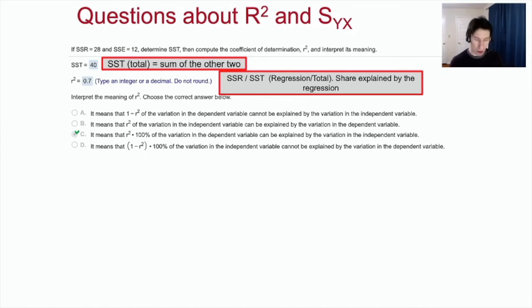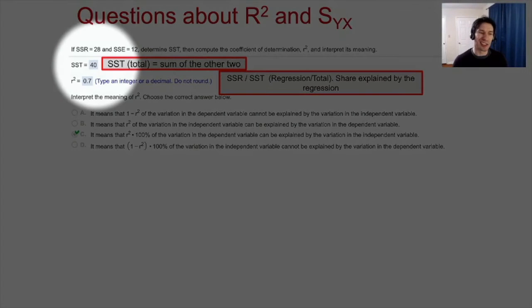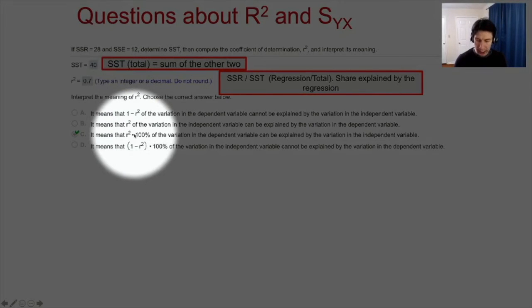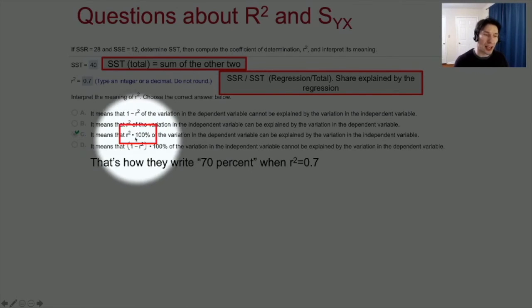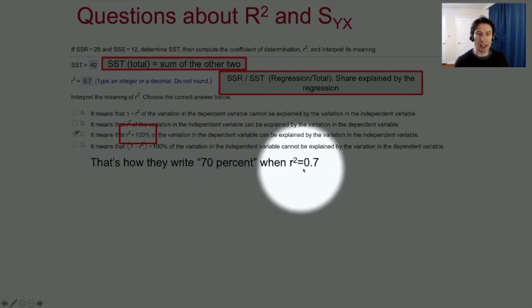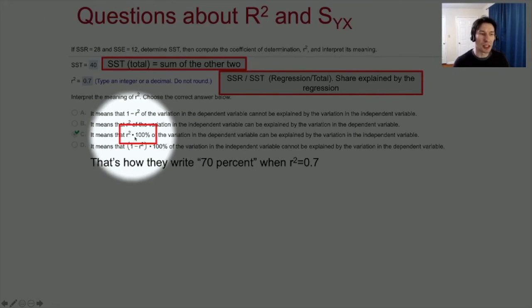It will also ask you what the meaning of r-squared is. Be careful, this is a little bit unusual, but the way they write percent is by saying R2 times 100%. That is how they write 70%. So when R2 is equal to 0.7, I usually just say 70%. They write it out like this. Don't get confused by this notation. R2 times 100% just means R2%.